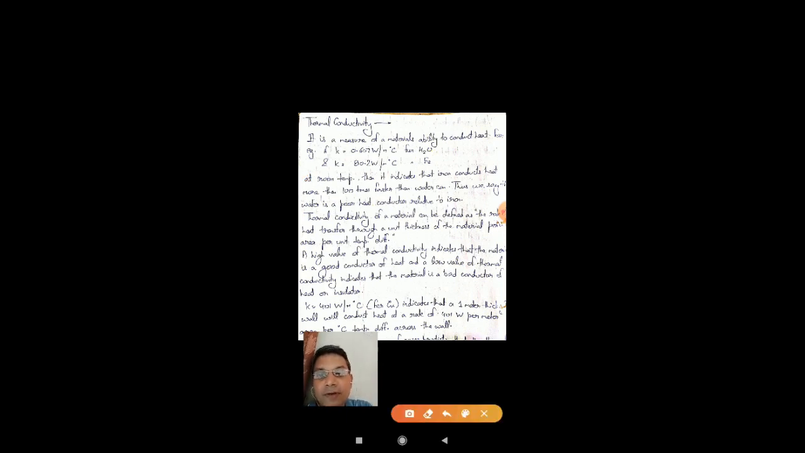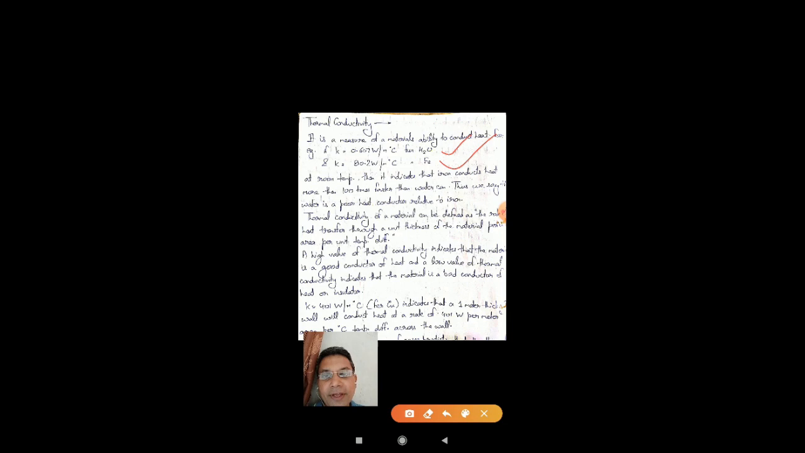Just look at that one. As I said earlier, thermal conductivity is a measure of a material's ability to conduct heat. That means how fast heat can be conducted. I have taken an example here: the thermal conductivity of water is 0.607 watt per meter degree centigrade, and for iron it is 80.2 watt per meter degree centigrade at room temperature.